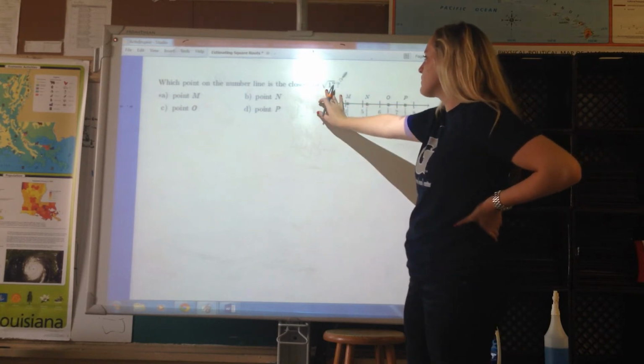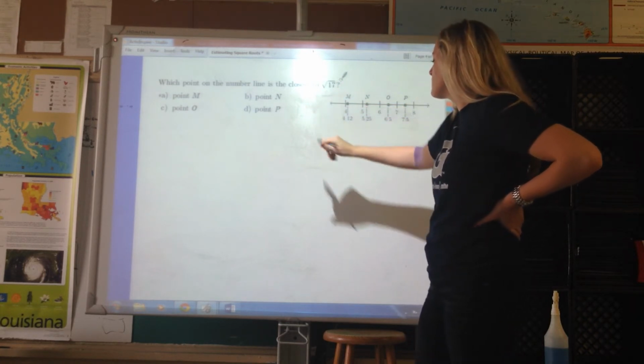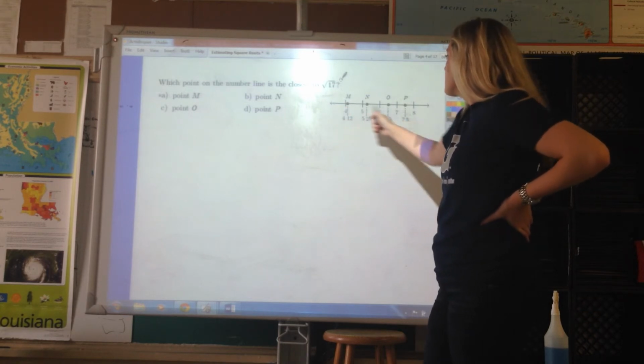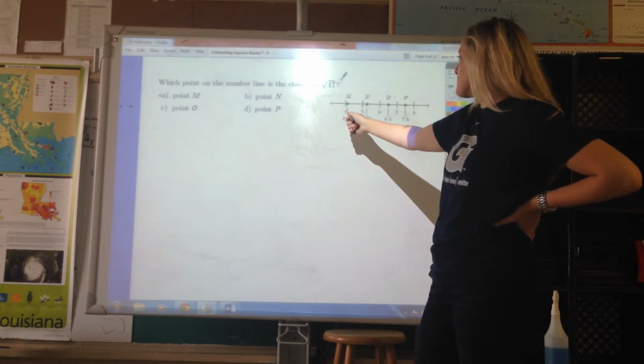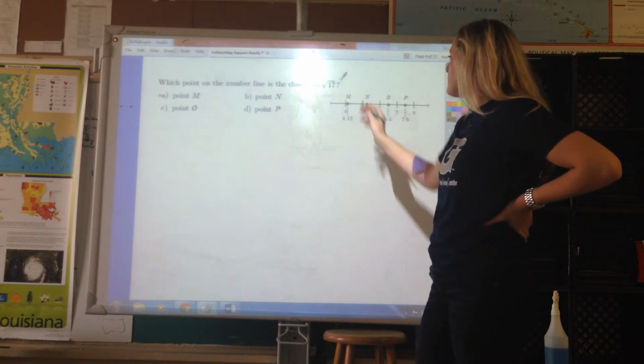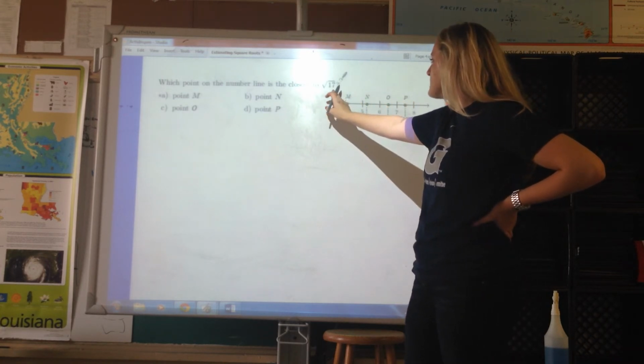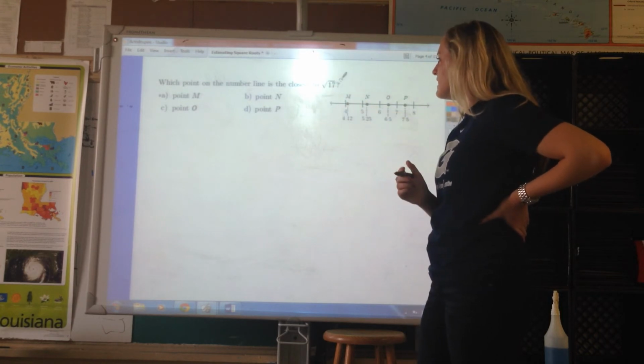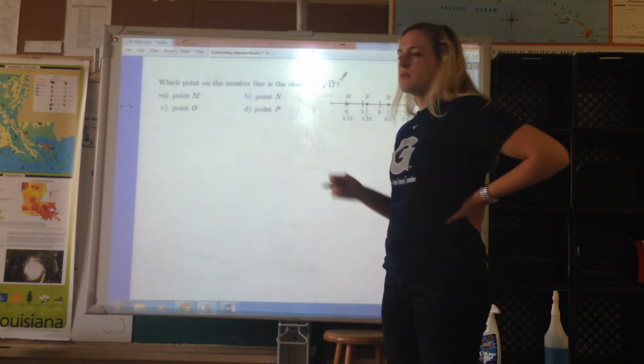This one, you don't need to write anything down, you just need to be with me. I have a number line here of numbers between 4 and 8. And I need to figure out which one of these letters represents the number for the square root of 17. So again, I go through the same steps.